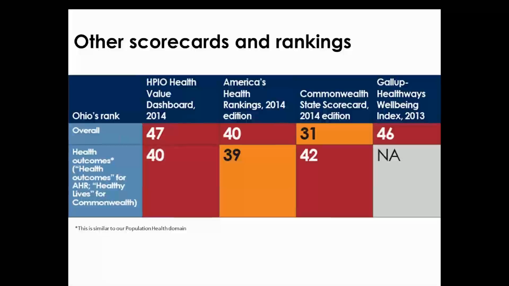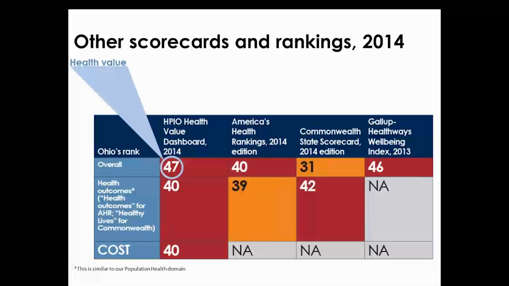You may wonder how our rankings are similar to America's Health Rankings, Commonwealth State Scorecard, and the Gallup Healthways Wellbeing Index. When you take a look at our population health outcomes domain, which is that second row of health outcomes, and similar domains in other scorecards, you can see that we rank across the board about 40. Where we differ is in our overall rank. So the HPIO dashboard is focused on health value. We're not just talking about overall health outcomes or healthcare system performance. Since we place a heavy emphasis on the sustainability of healthcare costs, the end result is that we are just not getting good value for our healthcare dollar. We're looking at health outcomes and healthcare costs, weighting them equally, which leads us to an overall health value rank of 47.